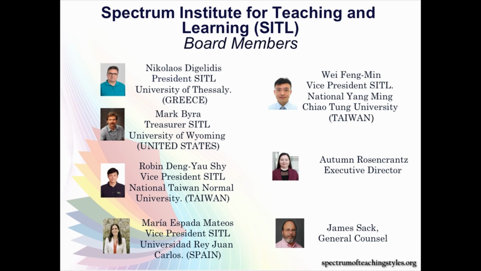We are 7 members in the board team. The president, Nikolaos Digelidis from University of Thessaly in Greece. The treasurer, Mark Byra from University of Wyoming in the United States. And 3 vice presidents, Robin Dengyao Shiah from National Taiwan Normal University in Taiwan, Wei-Fen Min from National Chiao Tung University in Taiwan, and me, Maria Espada, from Universidad Rey Juan Carlos in Spain. The executive director, Otton Rosenkranz, and the general counsel, James Sack.